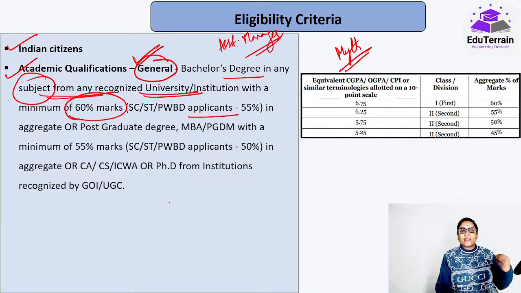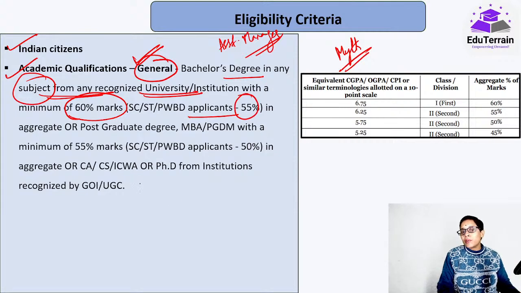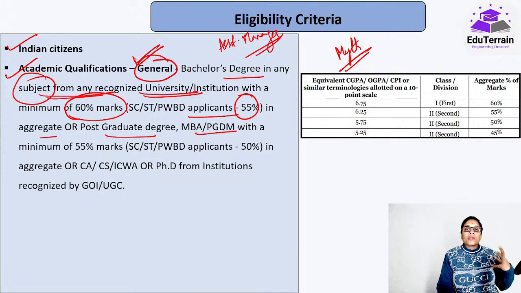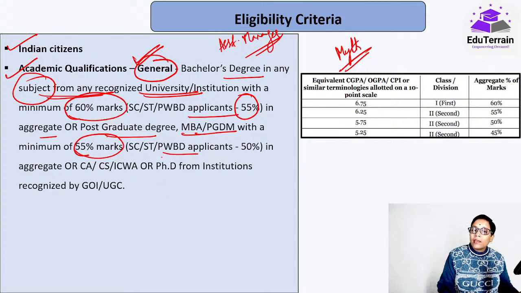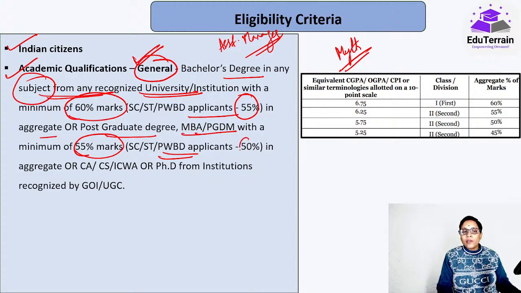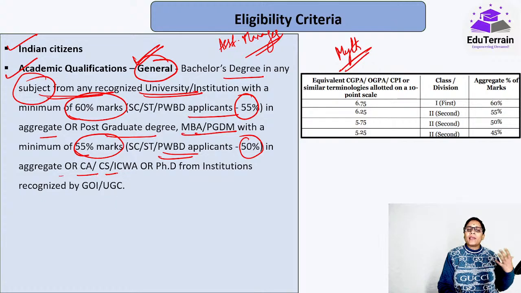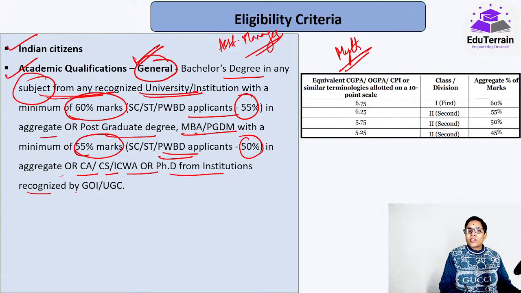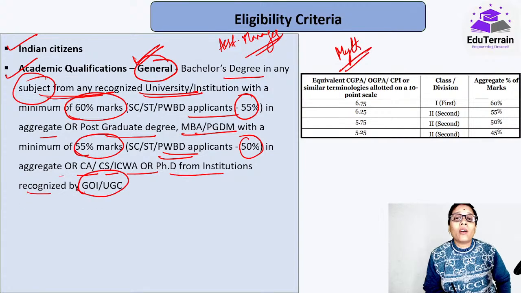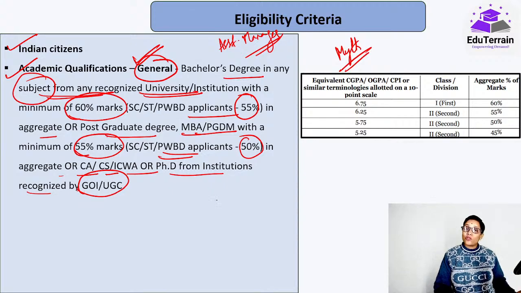If they fall under SC, ST or Divyangjans, it would be 55% in aggregate. Or a postgraduate degree, MBA, postgraduate diploma in management, MBA, masters in business administration with a minimum of 55% marks for general candidates, and if SC, ST or Divyangjans, then 50% in aggregate. Okay. And it can also be CA, company secretary or ICWA, CA related, and PhD from institutions recognized by either the Government of India or the University Grants Commission, that is the UGC.